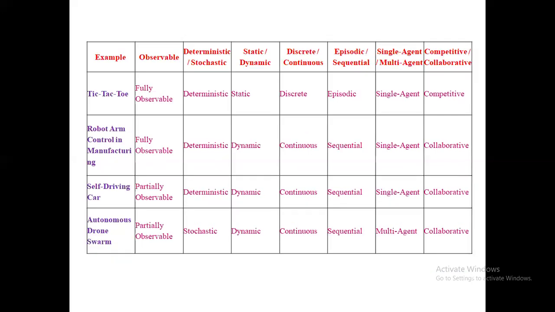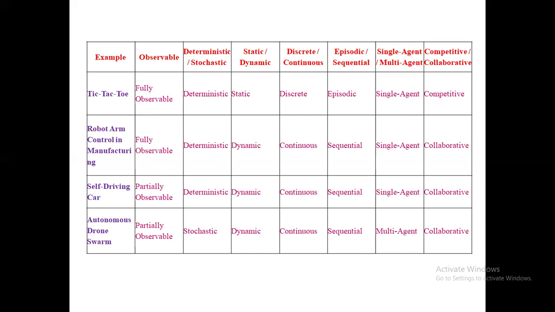So the next example is tic-tac-toe. Tic-tac-toe is a fully observable, deterministic, and static environment. Both players can see the entire game board and the outcomes of each move are predictable. The environment is static as it does not change outside the players' actions. It operates in a discrete space with a limited number of moves.